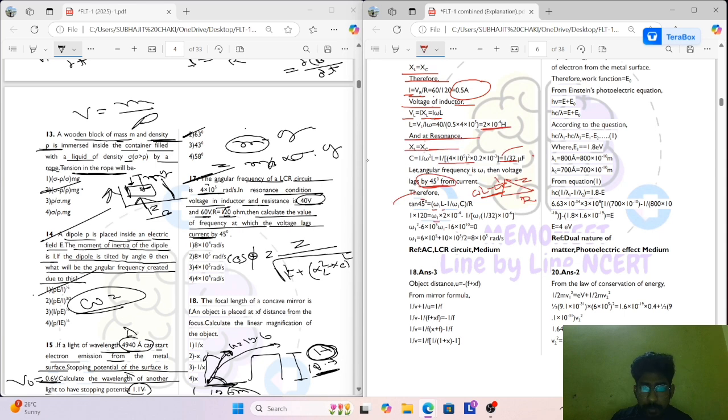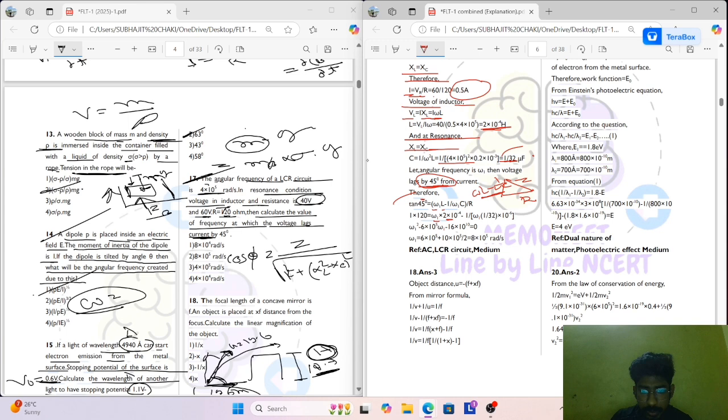What is the value of L? L is given as 2 into 10 to the power minus 4, and minus 1 by omega C means 1 by 32 into 10 to the power minus 6, and divided by R means R will be 120. So that means it will be equal to 1 into 120. If you take common, it will become omega 1 square minus 6 into 10 to the power 5 omega minus 6 into 10 to the power 10 equals 0. Okay, now calculate all of this.